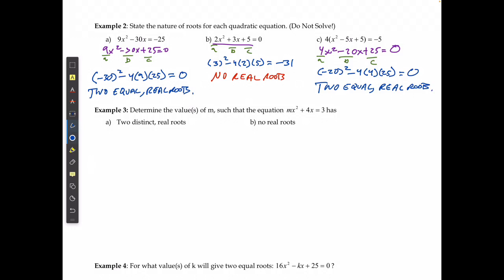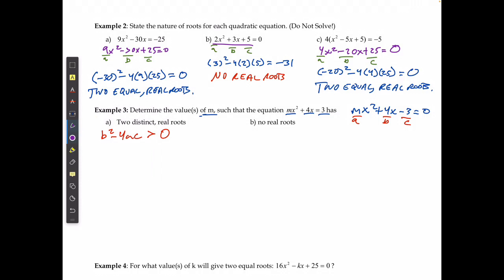Now, if I'm determining the values of m such that this equation has either 2 distinct real roots or no real roots, well, first thing, this isn't in general form. I would say that mx squared plus 4x minus 3 is equal to 0. There's my a, there's my b, and there's my c. To have 2 distinct real roots, it needs to be bigger than 0. So I know that b squared minus 4ac has to be bigger than 0 if this is true.